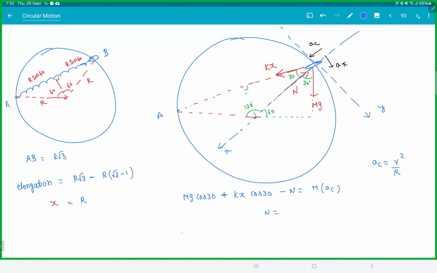What about tangential? mg sine 30 minus kx sine 30 is equal to mass into a tangential. There, you know everything here. From solve this, you'll get a tangential. Check your answers. If you got the equations, you're done. So step 1 is to find the elongation in the spring. Step 2 is to draw the free body diagram. Step 3 is to write the F is equal to ma and you're done.